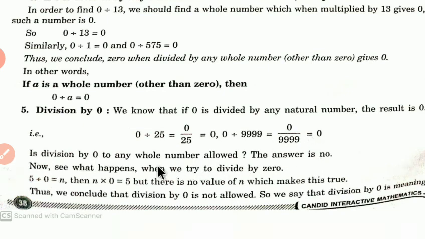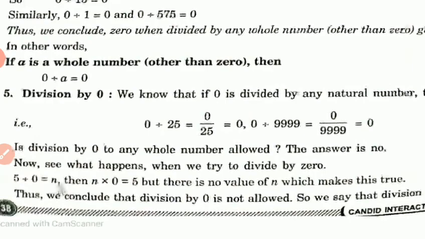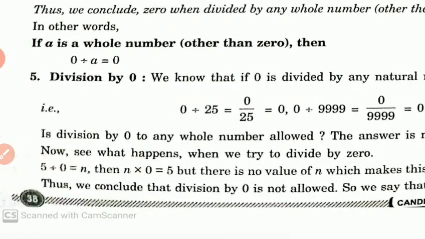But is division by 0 of any whole number allowed? The answer is no. Here it means, can we divide any whole number by 0? It means the reverse of this. Can we find the answer of 25 divided by 0? Now we see what happens when we divide by 0. If we divide 5 by 0, which is equal to n, we do not know the answer. So we can take it as n.